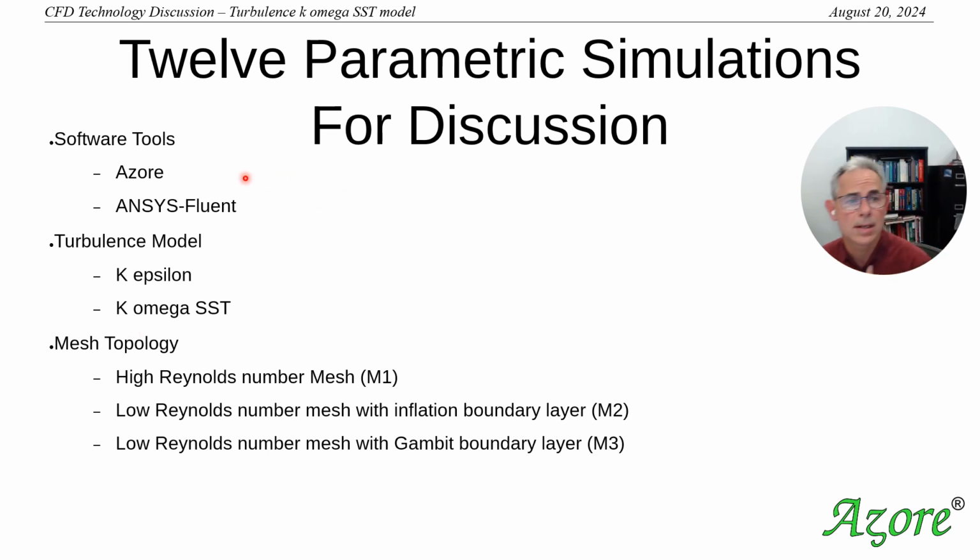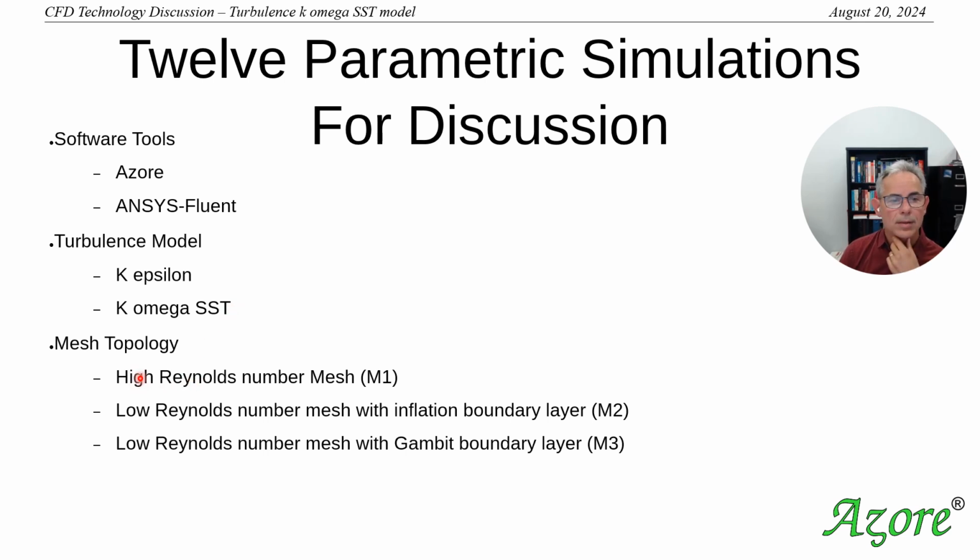And so to do that, we're going to look at a matrix of various different things. We're going to look at two different software tools. We're going to look at Azore, and we're going to look at ANSYS Fluent. And we're going to look at two different turbulence models, the K epsilon turbulence model and the K omega SST turbulence model. And we're going to look at the differences that we might see in the predictions for this case.